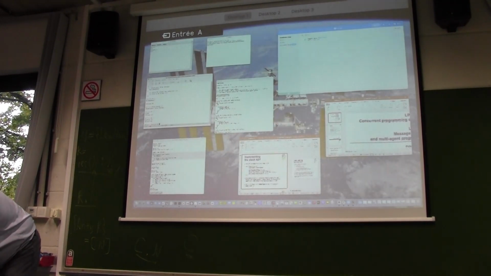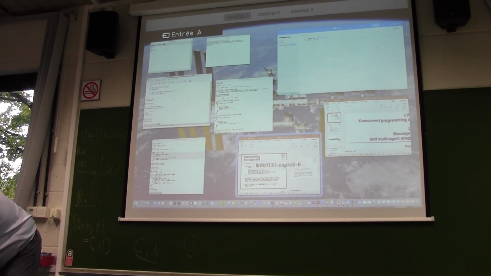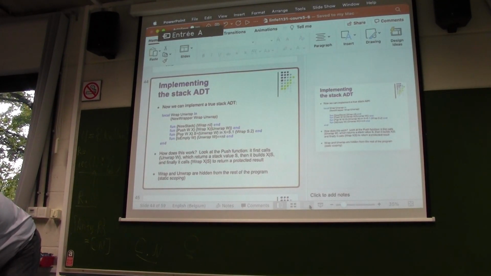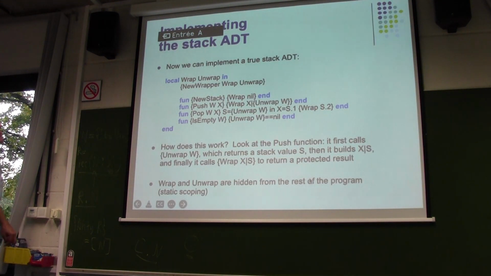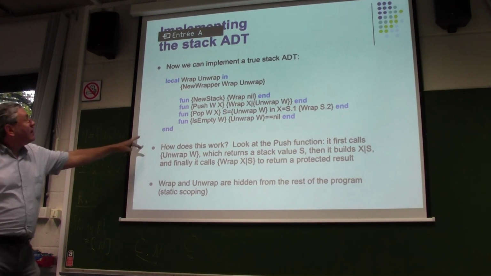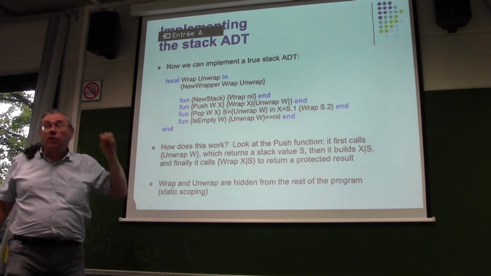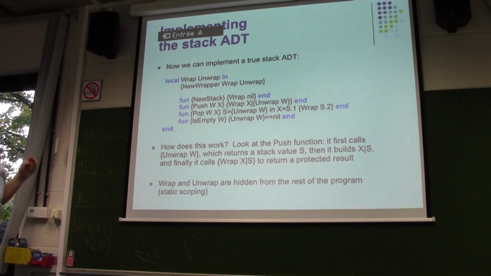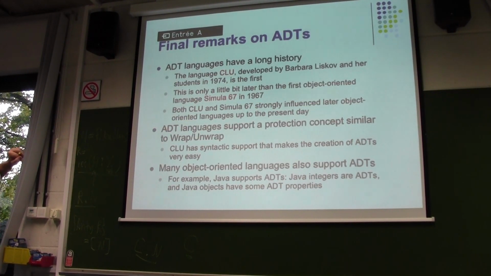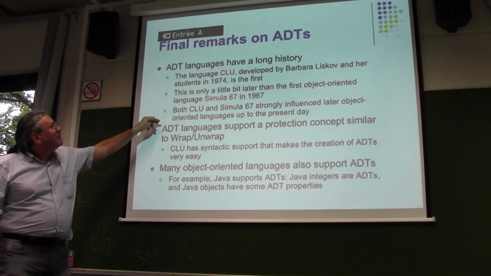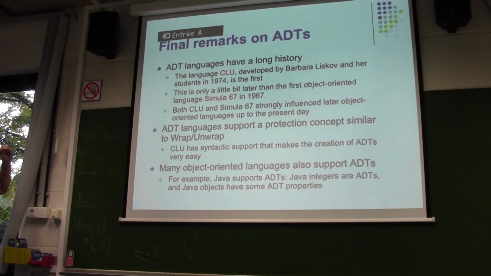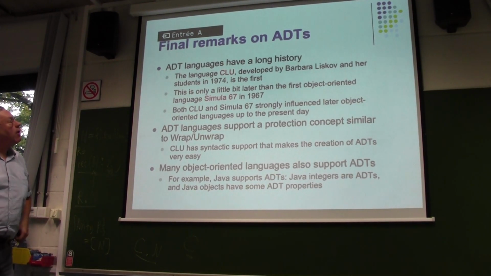Okay, so you see how it works, huh? Okay, so that tells you how stack abstract data types, or any abstract data type, can work using the keys, okay? Okay, so that's all I want to say now on abstract data types. They're very old, okay? It's actually just as old as object-oriented programming.